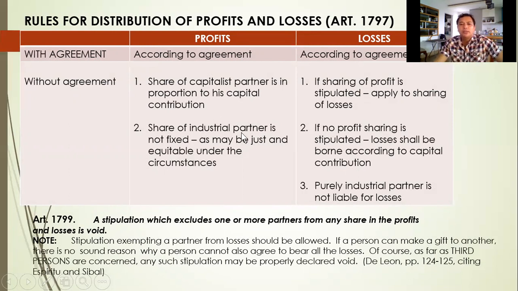The share of the industrial partner is not fixed. So the industrial partner will receive just an equitable share under the circumstances, meaning the share of the profits. No? So again, if without agreement, then the capitalist partner's share in the profits is in proportion to his capital contribution. So pila yung naamot, based, no? It will be based there. But however, in the case of industrial partners, since he has no capital contribution, he will receive a share of profits which is just and equitable under the circumstances.